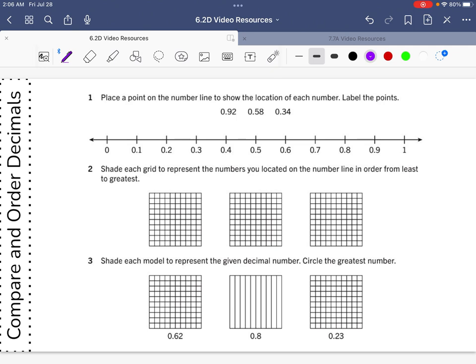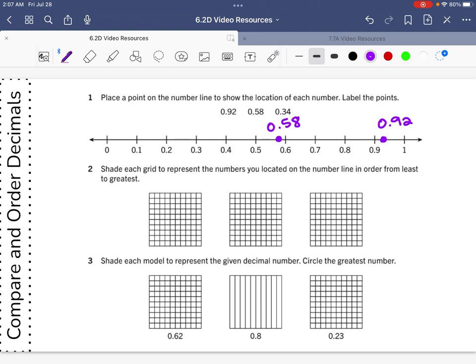So when I go to plot that first point, which is 92 hundredths, I know that that is between 9/10 and 1 whole, but it's closer to 9/10. So I'm going to put a dot right there and label that as 92 hundredths. When I go to plot the point for 58 hundredths, I know that that is between 5/10 and 6/10, but it's closer to 6/10. So I'll plot my point right there and label it with 58 hundredths.